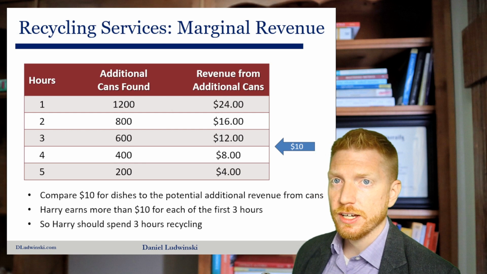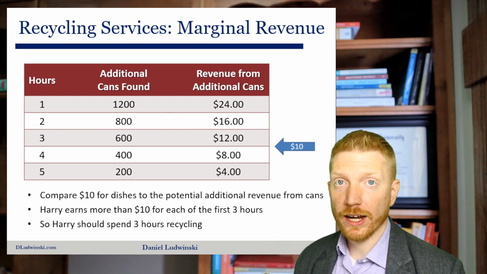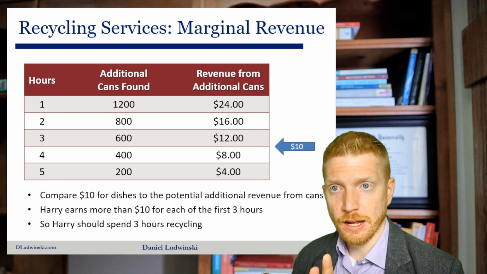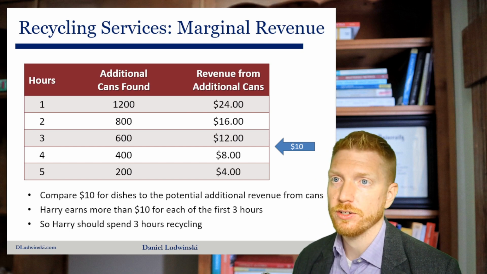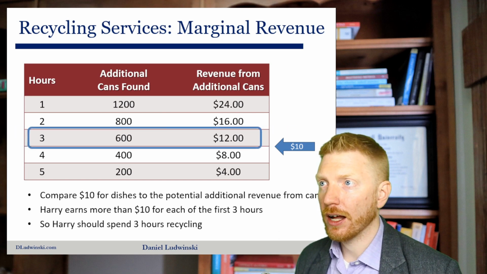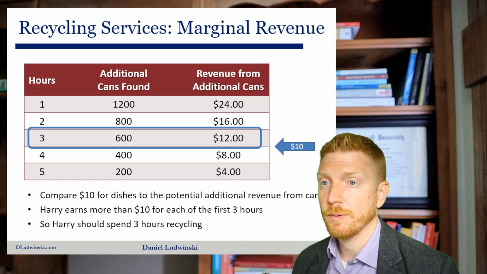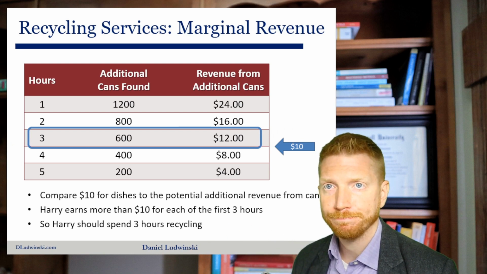And so this leads us to the conclusion here that with the wage of his outside option, the option to wash dishes at $10, and the price per can at 2 cents, then he maximizes his revenue and income by spending 3 hours recycling.